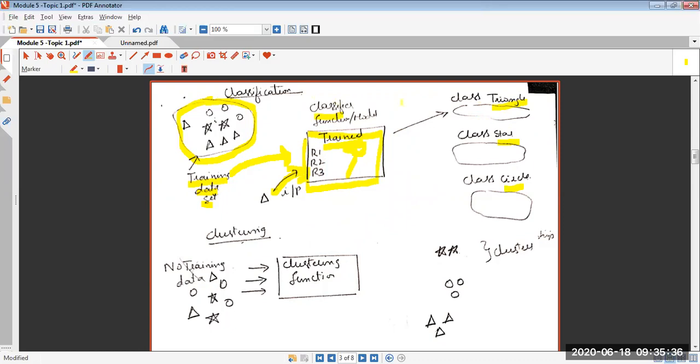So if an object has these properties, these attributes, your classifier can decide it's a triangle. If an object has this specific set of attributes, it can decide it is a star. And similarly, a circle. It has been trained for it, maybe based on a decision tree or based on rules. Now, what is the use of this? You give a new input. For example, I gave a triangle as input to this classifier. Using a decision tree or rule-based classifier, this classifier can decide whether this triangle belongs to the first class, second one, or third one.